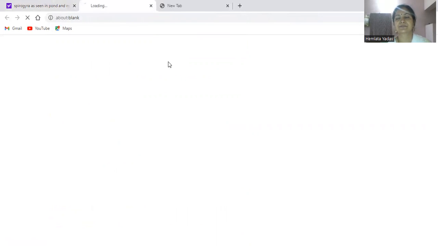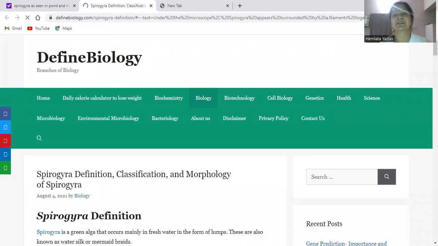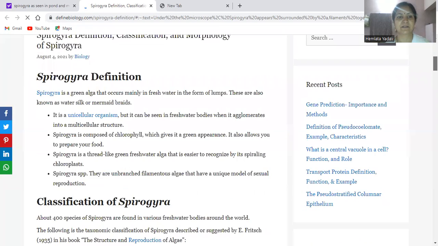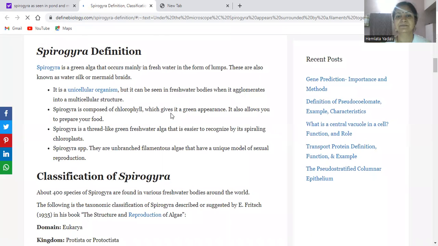So now we are going to see Spirogyra, which is famous for, as you have also studied in 10th class, the fragmentation mode of reproduction. So this is a connecting thing from your previous class. Spirogyra splits itself into pieces of fragments, and then each fragment grows itself into a new thallus of the plant. It can be seen in freshwater bodies when it agglomerates into multicellular structures.